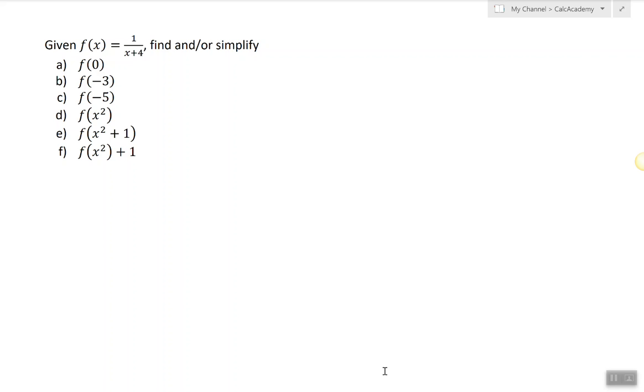In this video, we'll show how to use function notation when working with a function given algebraically. So here we have a function which is the reciprocal of x plus 4, and in part A, we are asked to find or simplify the following, which means we have to evaluate the function at 0.